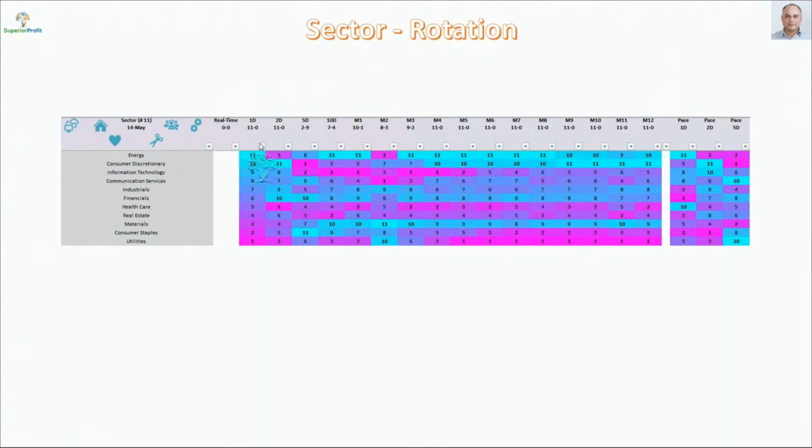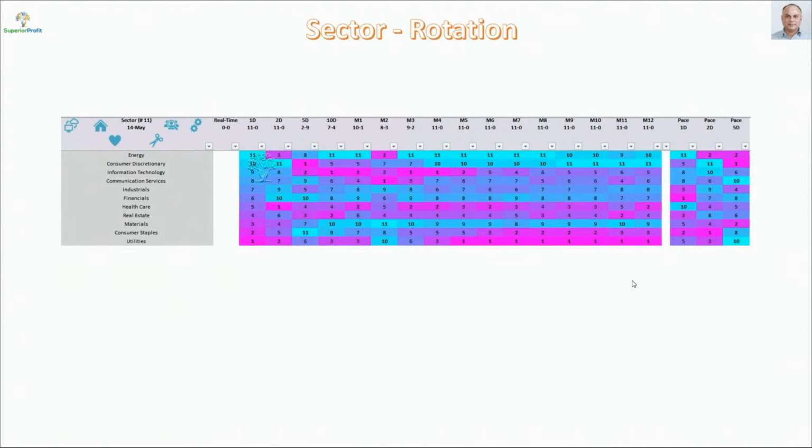How to use it? For example, in this picture, it is showing as of the current date, energy and consumer discretionary are strongest. So I'm going to look for buy setups in energy and consumer discretionary. Some people use 1 day, some people use a 2-day period, some people who are a little bit longer term may use the 5-day period score to decide trading direction. I tend to use real time.